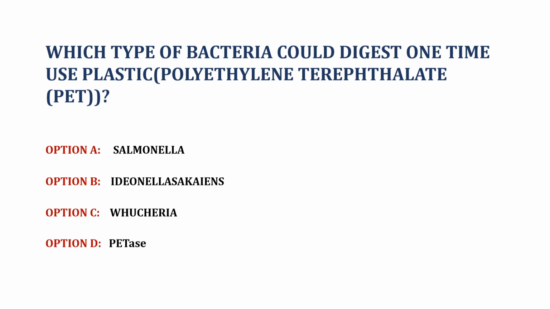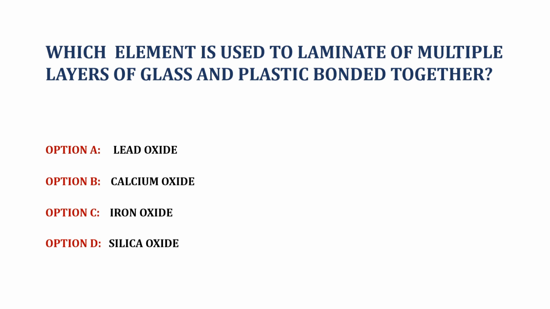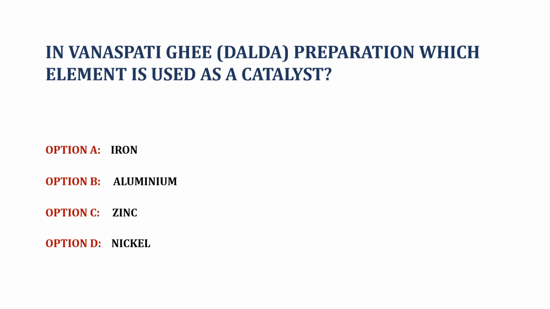Which type of bacteria could digest one-time use plastics? Polyethylene terephthalate. Option B. Ideonella sakaiensis. Which element is used to laminate multiple layers of glass and plastics bonded together? Option A. Lead oxide. In Vanaspati ghee preparation, which element is used as a catalyst? Option D. Nickel.